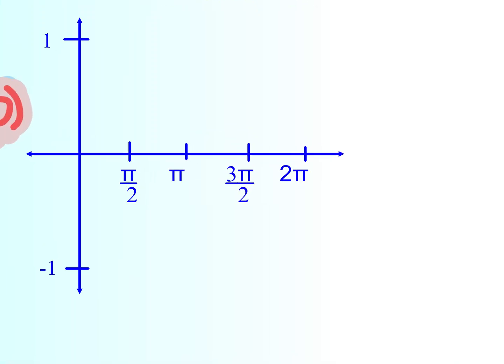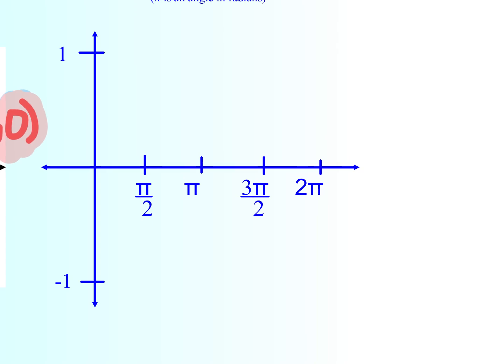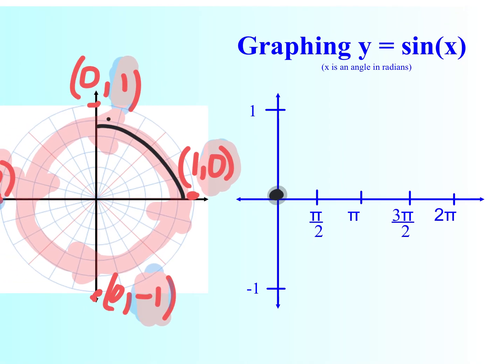Would you agree? At 0, when we started, sine was 0. So it starts right there. So everybody put a dot right there. And then sine grows to 1 by the time you hit here. So by the time you hit pi over 2, that's this first stop. It was at 1. So sine goes up to 1.